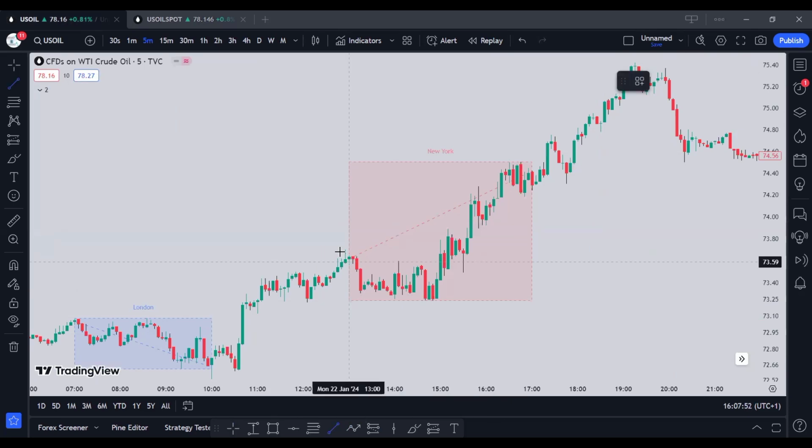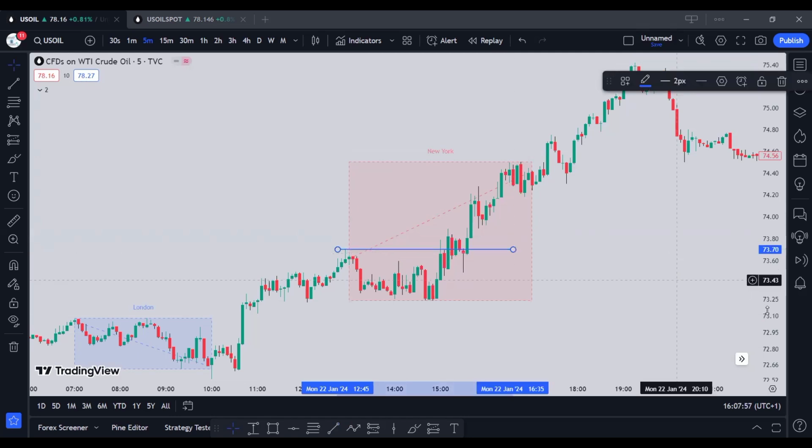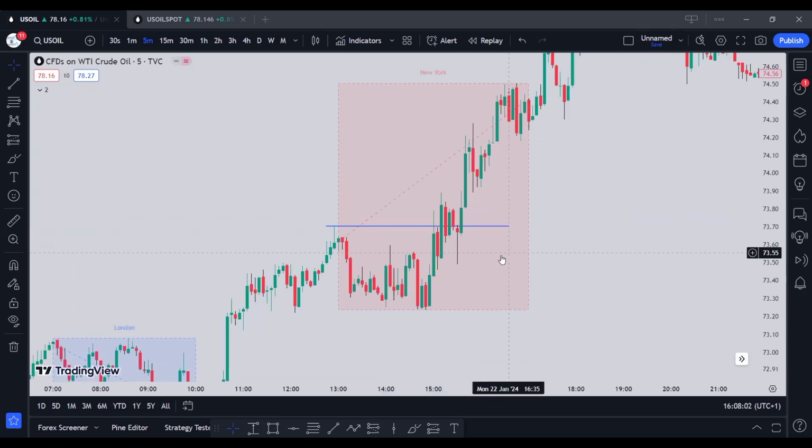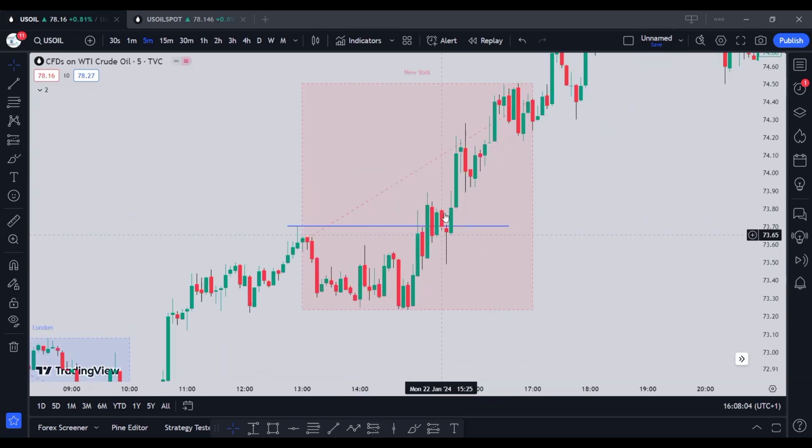The higher high right here. All you needed to do was trade the return. So where is the return? Where is the retracement? This is the retracement right here. Bearish candle, pin, bullish engulfing. This is your entry.